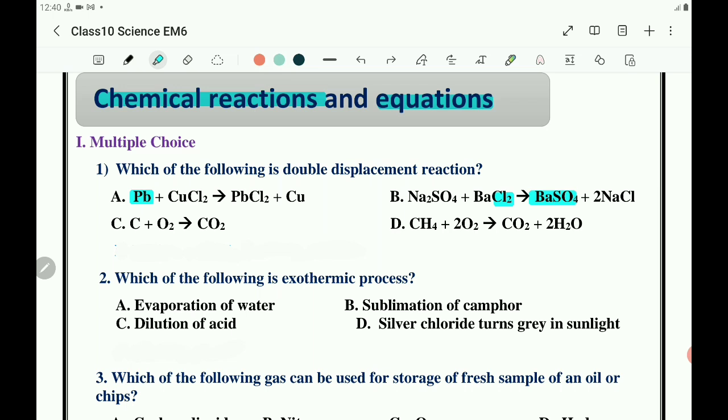Therefore, what is the answer? The answer is option B. Option B is the answer. So let us write option B is the answer.